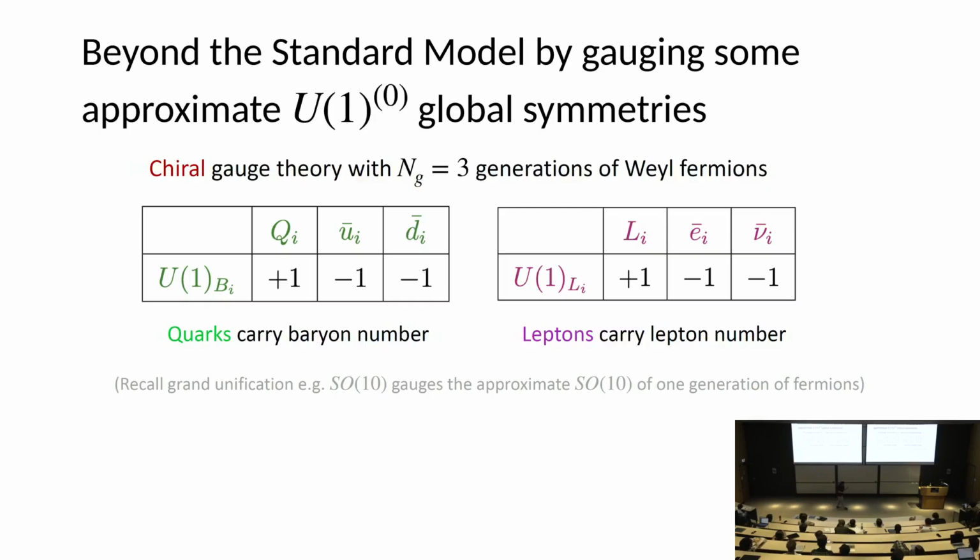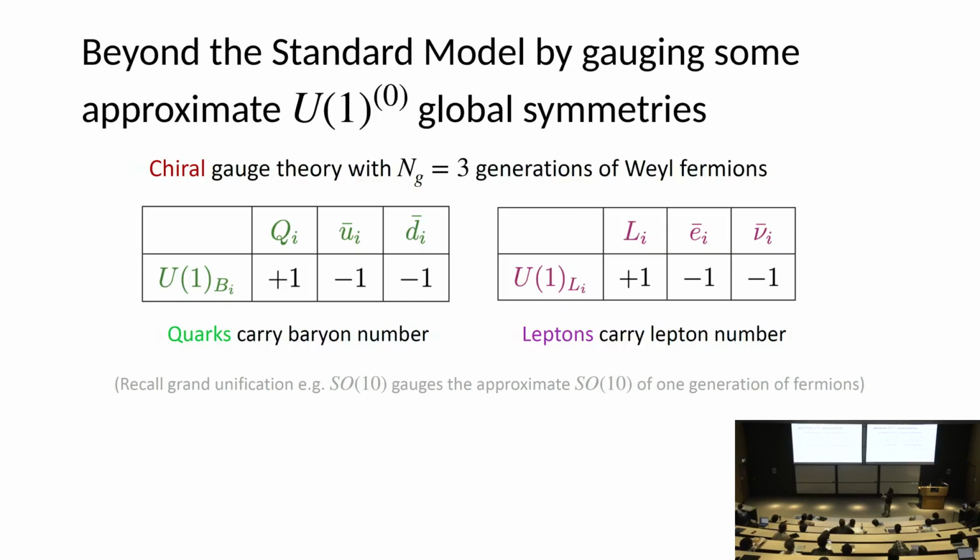Now, thinking about gauging some of the approximate global symmetries of the standard model is nothing weird. I'll remind you parenthetically that the reason some grand unified theory works, SO10 or something, is because one generation of the standard model has an approximate SO10 global symmetry already that you upgrade to a gauge symmetry in that grand unified theory. Here I'm going to be less ambitious. We're just going to think about gauging a U1 symmetry.